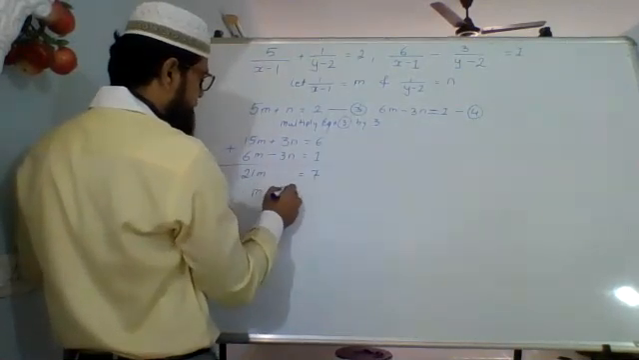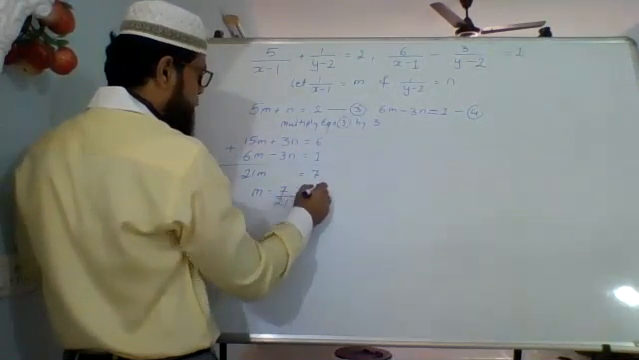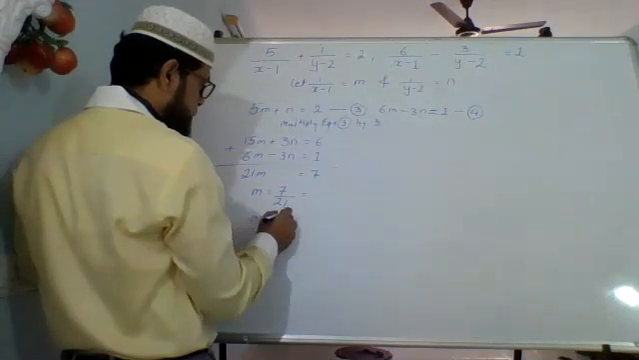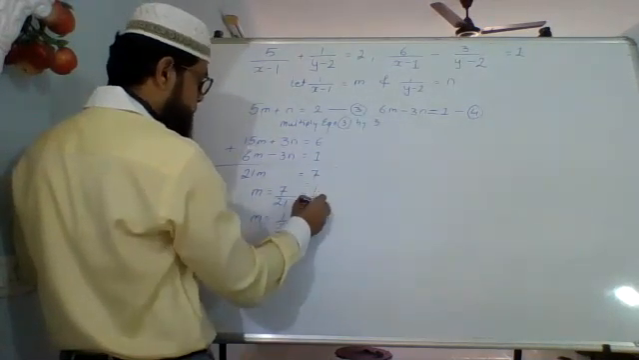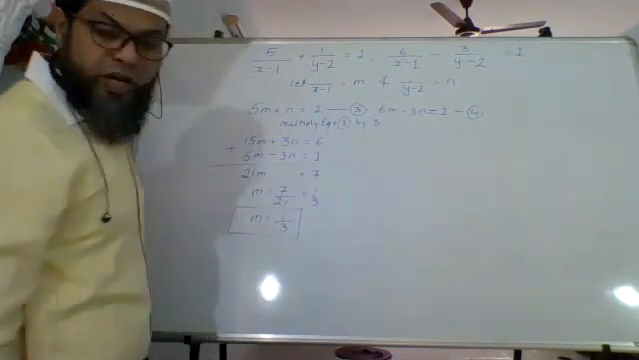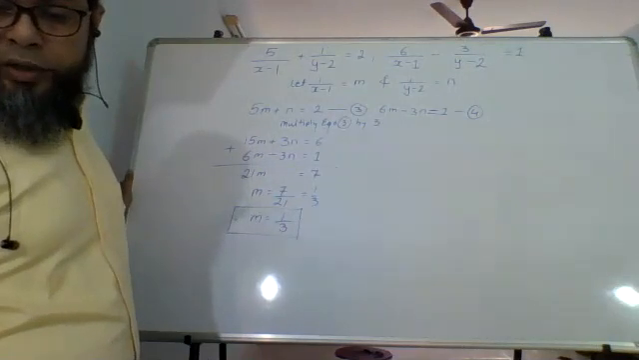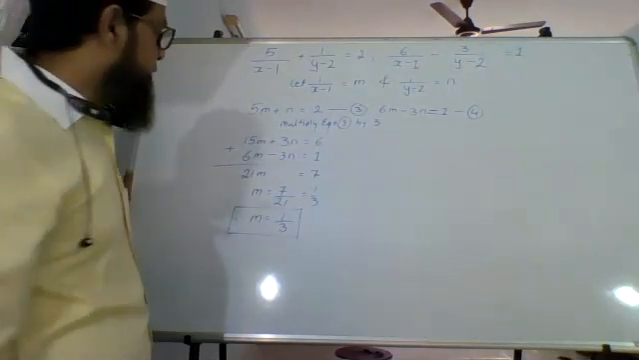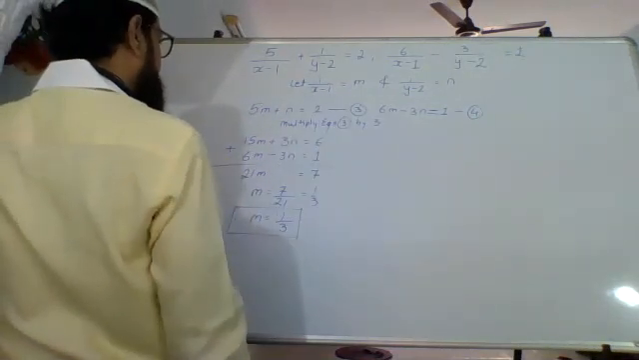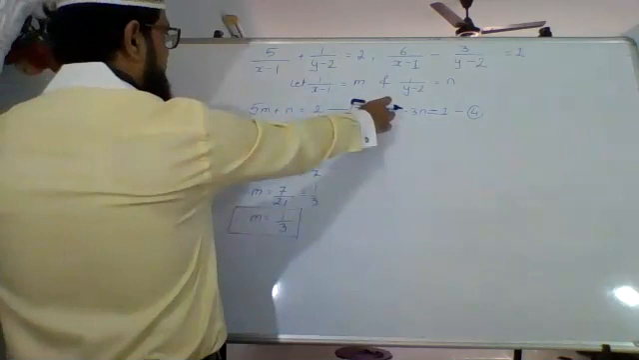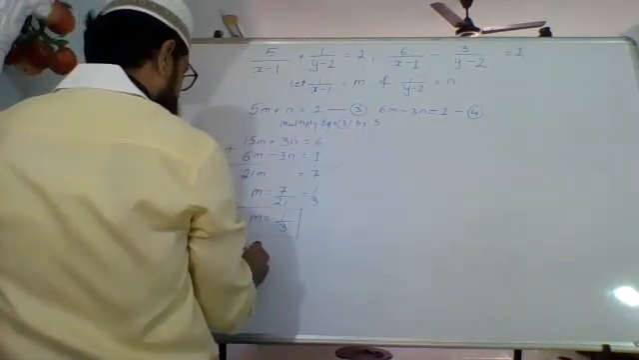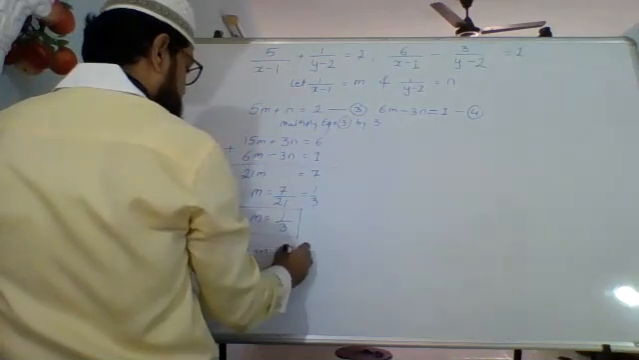m equals 7 upon 21, which is 1 upon 3. We have got the value of m as 1 upon 3. Now we find out n using this. Substitute m as 1 upon 3 wherever you want to. I'll substitute it over here because the cancellation becomes easy. So substitute in equation 4.